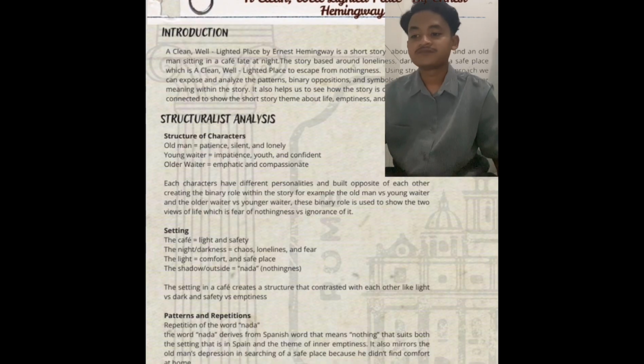And then the setting. The cafe symbolizes light and safety. The night or darkness symbolizes chaos, loneliness, and fear. The light symbolizes comfort and a safe place. The shadow or outside, nada, is nothingness. The setting in a cafe creates a structure that contrasts elements with each other, like light versus dark and safety versus emptiness. Patterns and repetition: repetition of the word nada.